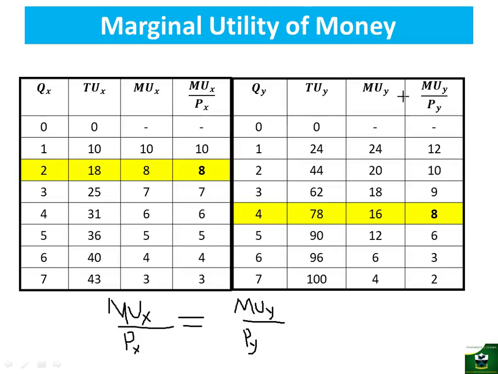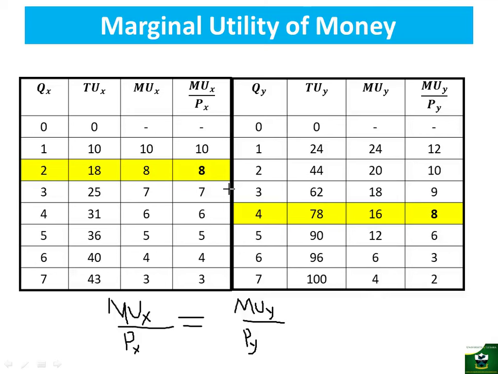When we come to good y, the price of good y was set at 2 in our example, meaning that to get this ratio, we divide the marginal utility by 2 for each level. At the quantity of 0, marginal utility is undefined, so undefined divided by 2 is still undefined. 24 divided by 2, we get 12. 20 divided by 2, we get 10. 18 divided by 2, we get 9, and so on until we reach 4 and divide it by 2.